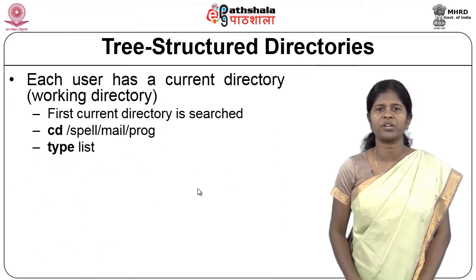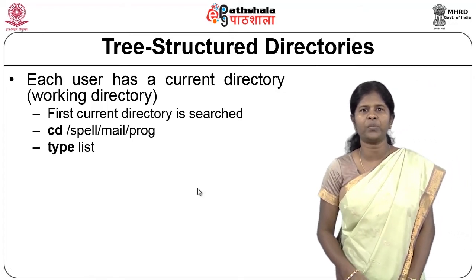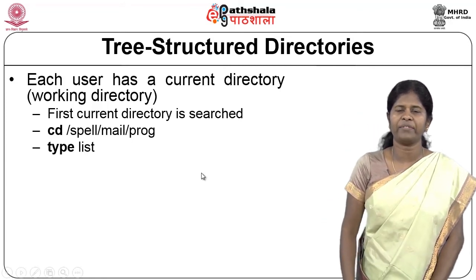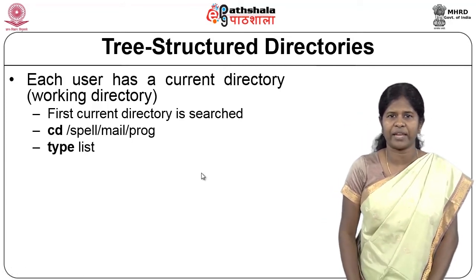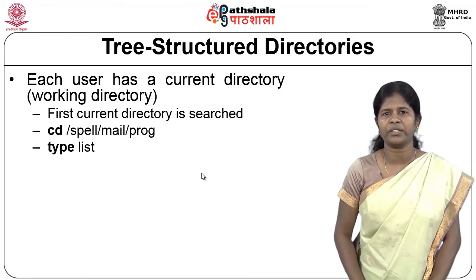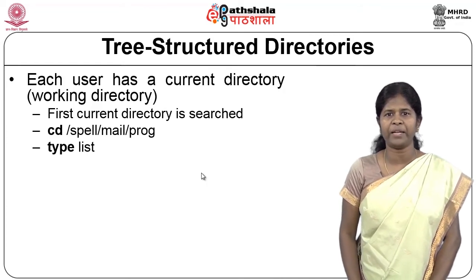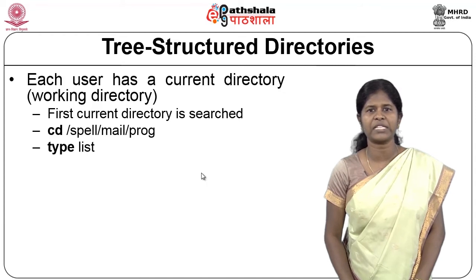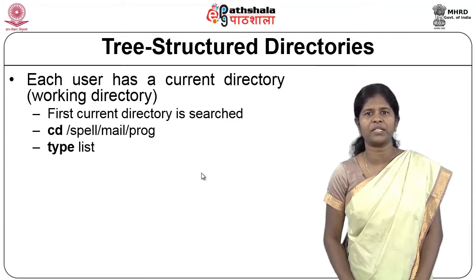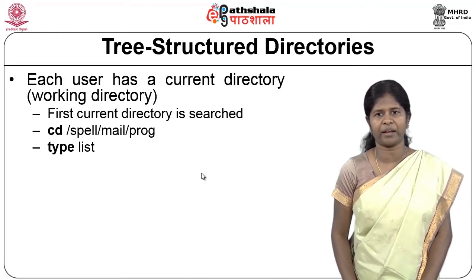Here users will be assigned something called a current directory, or the directory in which they are currently working. Whenever a user logs in, he will be assigned a current directory, and that will be the directory in which the file will be searched. Whenever there is a need to access a file, the file will be searched first in the current directory. Any process that is created by this user will use this particular directory as the current directory.